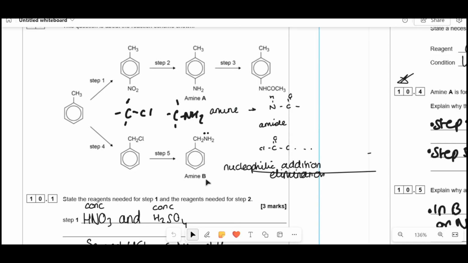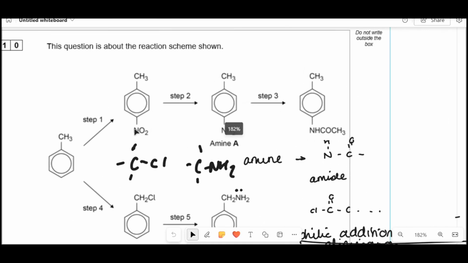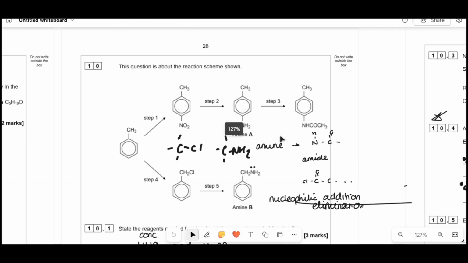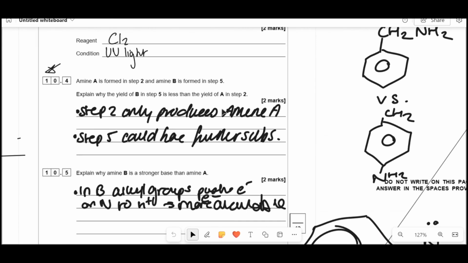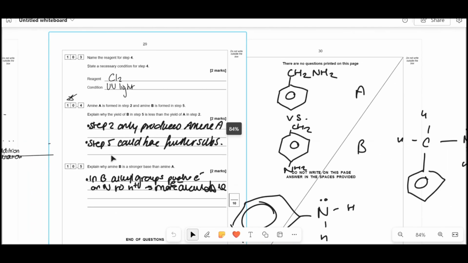So what happens is that B actually drops down because you've got more substitutions and extra byproducts. Whereas here, all you're doing is reducing the NO2 into NH2, so that cannot make any other possible product if you do it right. Therefore, step 2 only produces amine A, whereas step 5 could have more substitutions.